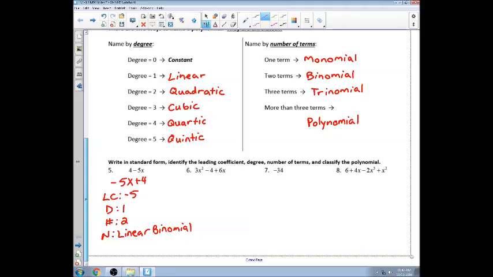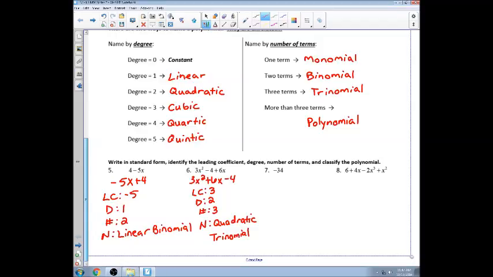On to 6. Is that in standard form yet? No, it's not, but 3x squared will be in front. I have 6x would be the next largest exponent, minus 4. Now I can say the leading coefficient is 3. The degree is 2. The number of terms is 3. So the name would be a quadratic because I have the second degree. Trinomial because I have 3 terms.